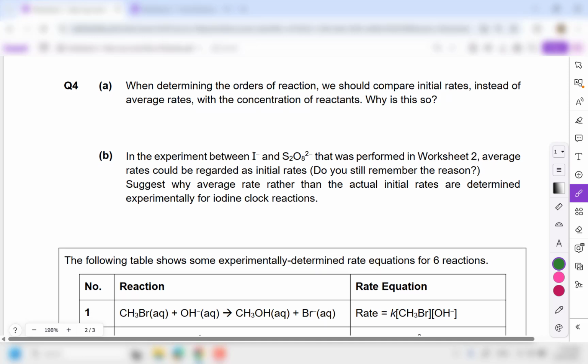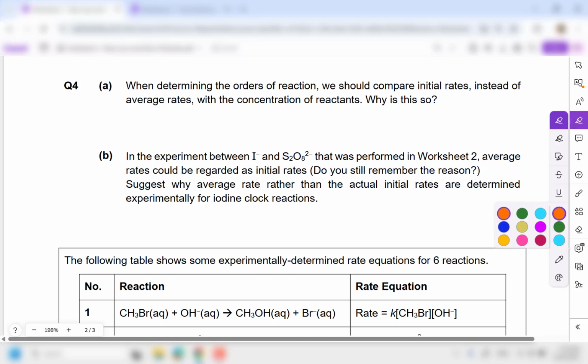When determining the order of reaction, we should compare initial rates instead of average rates of the concentration of reactants. Why is this the case? If you look at the focus here, we should compare initial rates instead of average rate, with the concentration of reactant. So why is this the case?